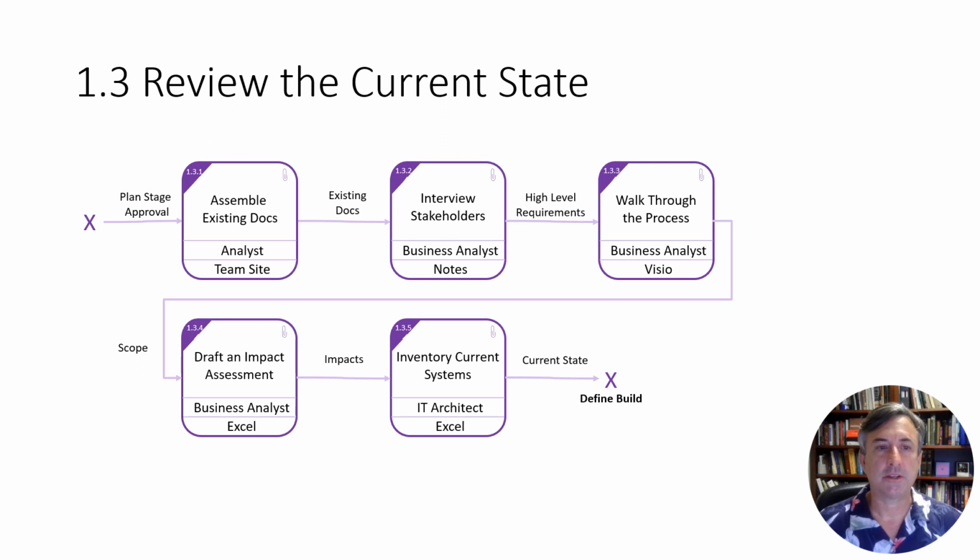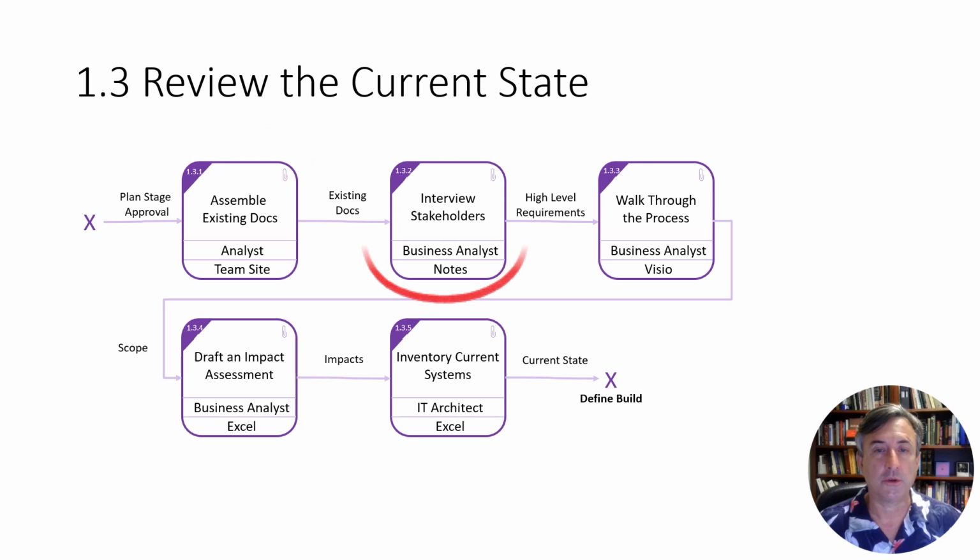Next sub-process is to review the current state. So you've gotten your approval to go into the plan, you've got your team together and got them kicked off. And now, first thing we're going to do is assemble any existing documentation we have or metrics related to this issue or opportunity, right? Pull that together. We're going to set up maybe a team site for documentation, like a SharePoint site, and start storing all these documents there. We're going to get them pulled together. We're going to start reviewing them.